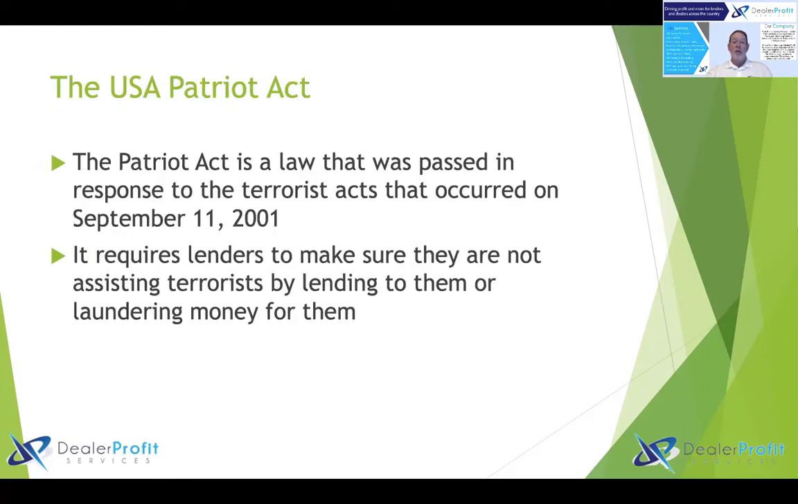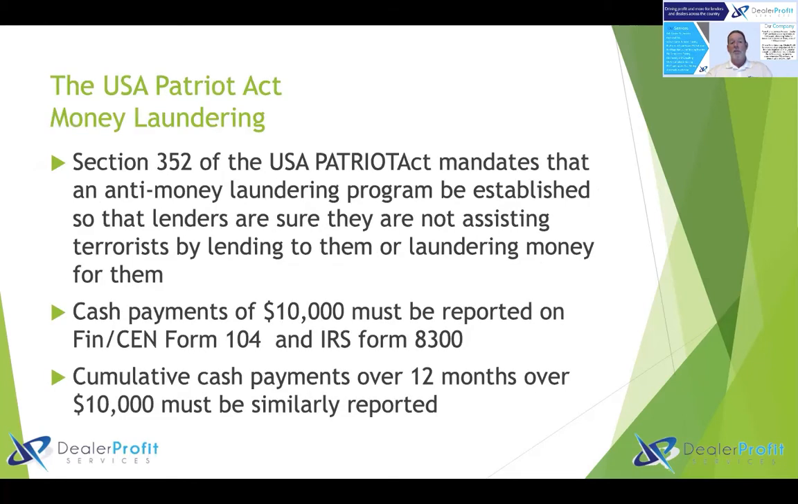And then there's the USA Patriot Act. This was a law that was passed after the activities on September 11th, 2001. And it's a law and a set of regulations that require lenders, or in your case, indirect lenders, to make sure that they're not assisting terrorists or terrorist organizations in any way by lending to them or laundering money for them. An anti-money laundering program has to be established in your business so that you can be sure that you're not assisting terrorists in any way.